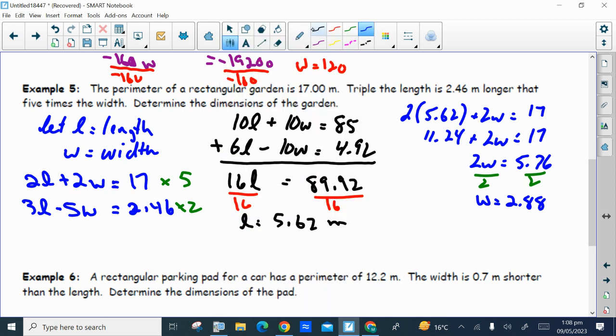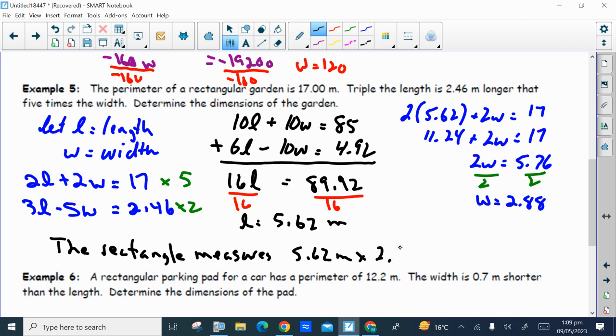So now we will write our statement. The rectangle measures 5.62 meters by 2.88 meters. There's our dimensions.